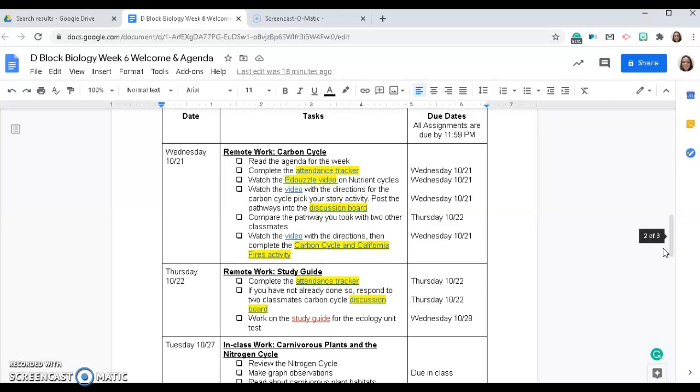You're going to watch the Edpuzzle video on nutrient cycles. And then there's a carbon cycle pick your story activity with directions for that. Watch the videos with the directions, and then you're going to post the pathway you went through the carbon cycle into the discussion board.